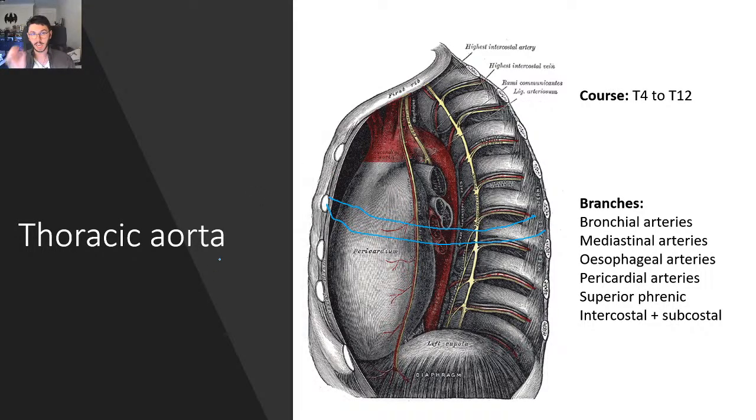Now we have 9 pairs of intercostal arteries because they supply the spaces, and the first 2 are supplied by the subclavian. So that's why we have 9 pairs of intercostal ones, despite having more intercostal spaces. So the thoracic aorta is pretty basic. It just supplies the surrounding regions of the thorax. It's quite self-explanatory.